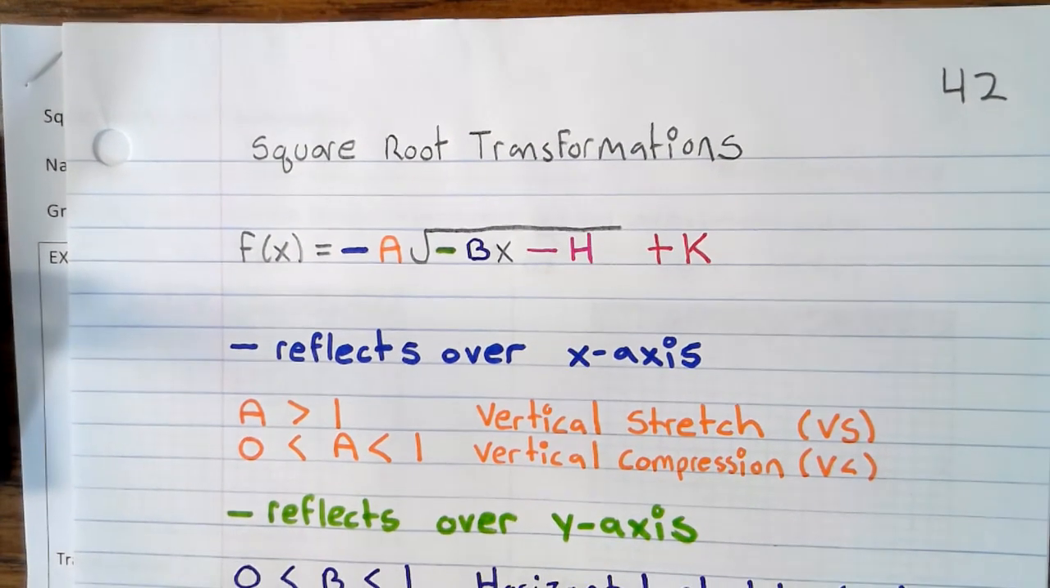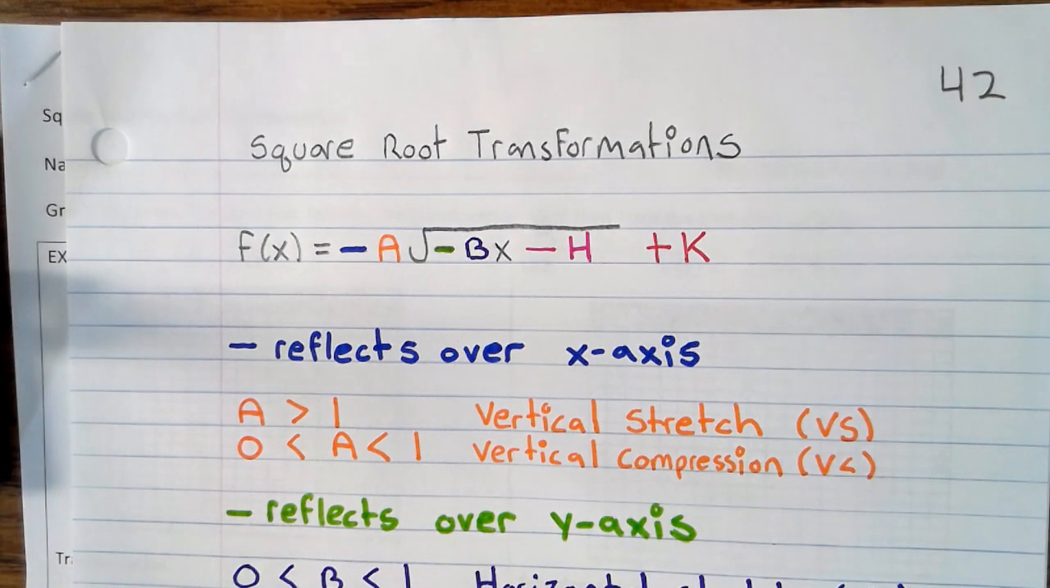All right, square root transformations on page 42. F of x equals negative a square root of negative bx minus h plus k. The negative in front of the a reflects over the x-axis. When a is greater than 1, it's a vertical stretch. When a is greater than 0 but less than 1, it's a vertical compression.